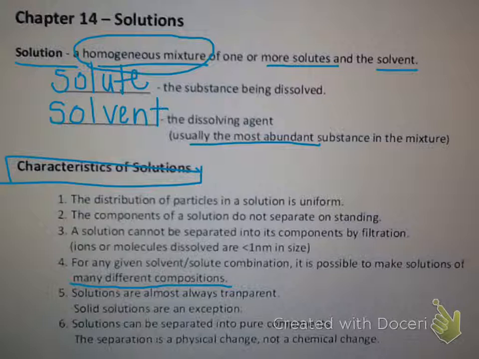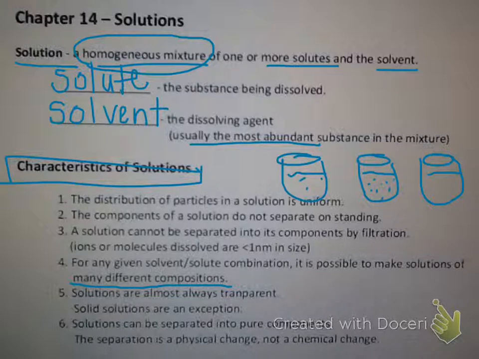You should be able to take a solute and a solvent and have several different concentrations of those solutions prepared. For example, if I had salt and water. So here I've got these beakers of water. Water, water, water. I could dissolve a little bit of salt in the water, or I could dissolve a lot of salt in the water, or I could dissolve a medium amount of salt in the water.